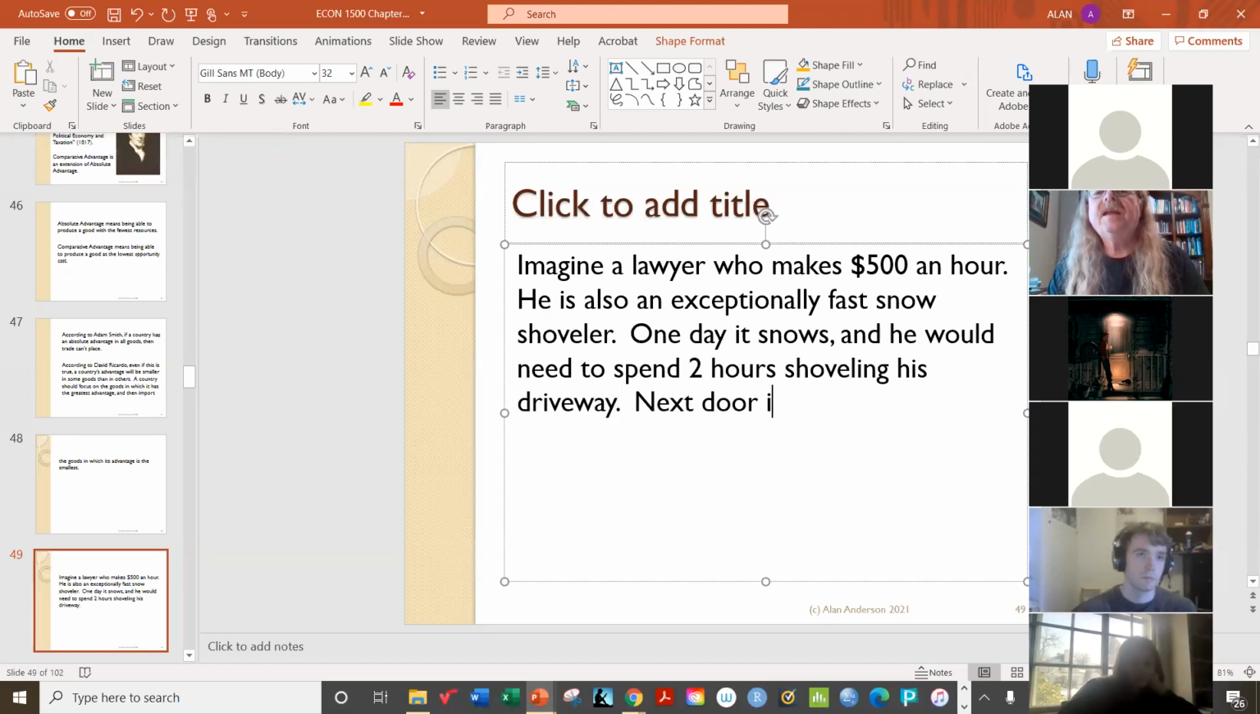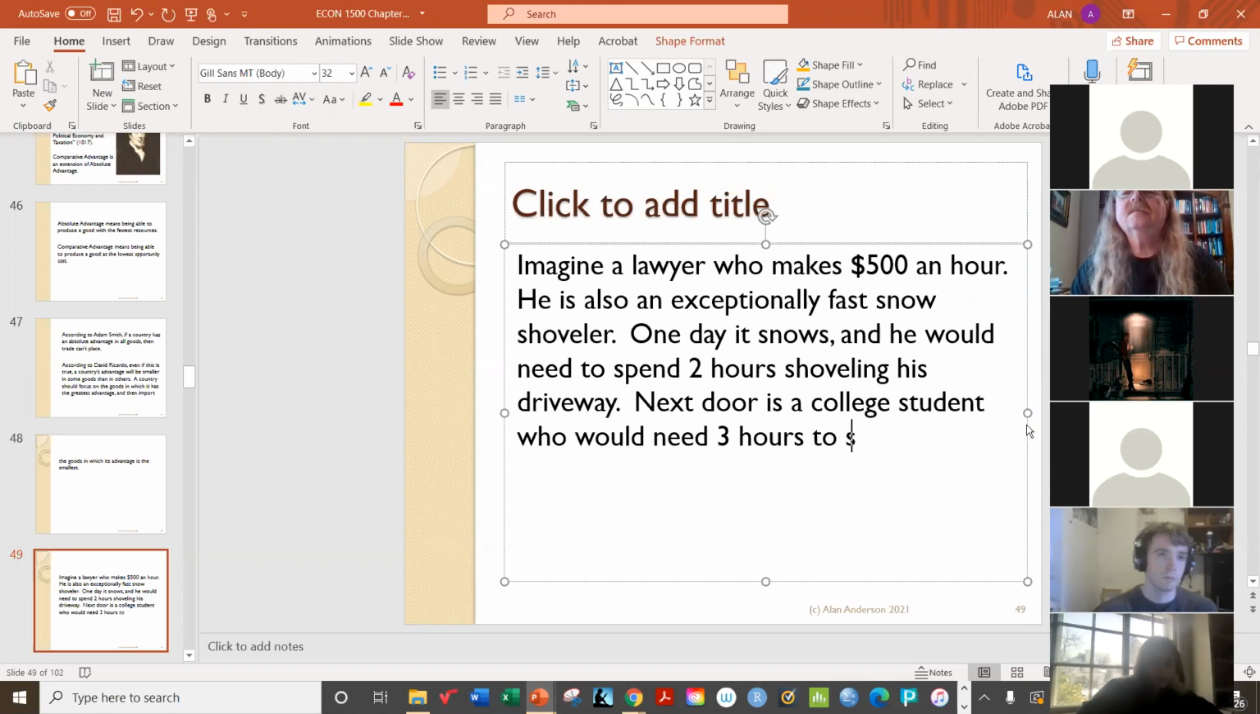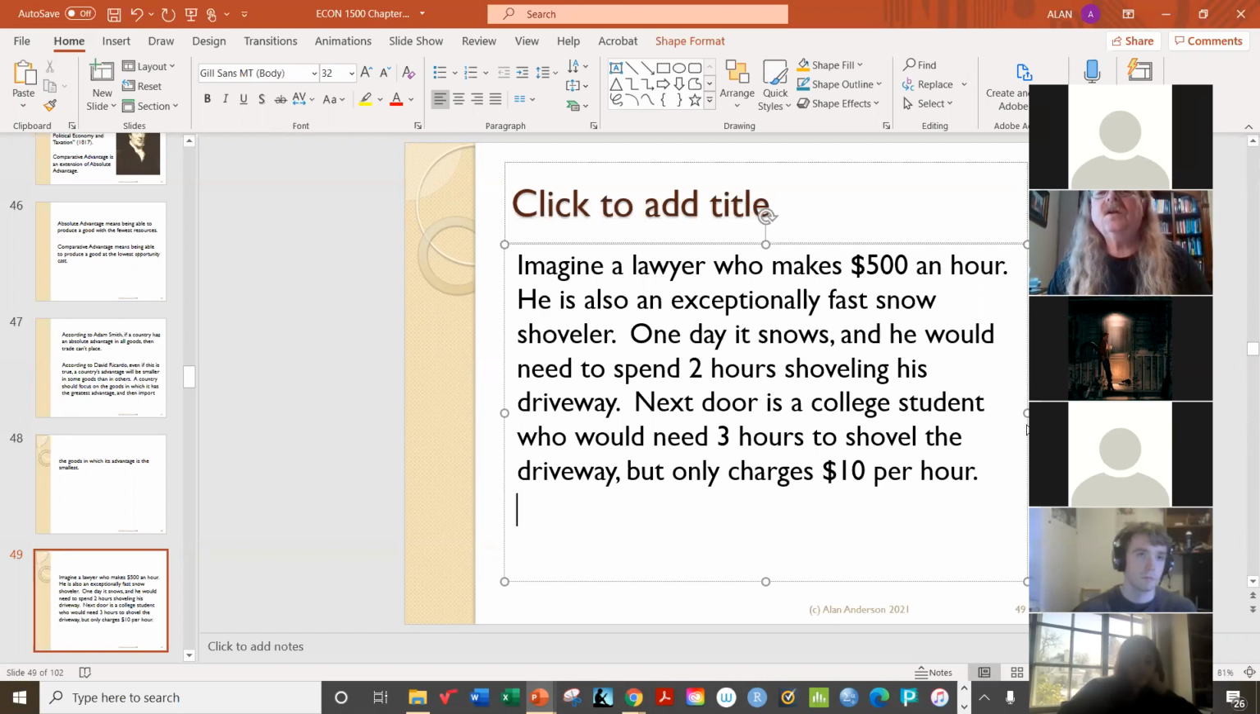Next door is a college student who would need 3 hours to shovel that sidewalk or driveway, but only charges $10 an hour. So what should the lawyer do? Maybe call the college kid to shovel it for him.